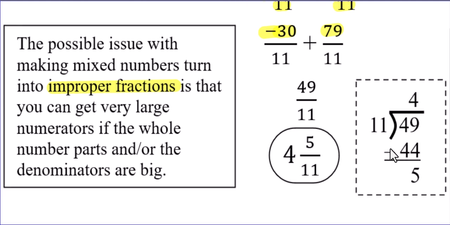So in your head, or maybe off to the side, how many 11s can fit into 49? It'd be 4 of them. 4 times 11 is 44. Subtract, you get 5. The whole number part up here, that's the whole number here. And then the remainder is going to be the numerator. And since it was already over 11 to begin with, it stays over 11.